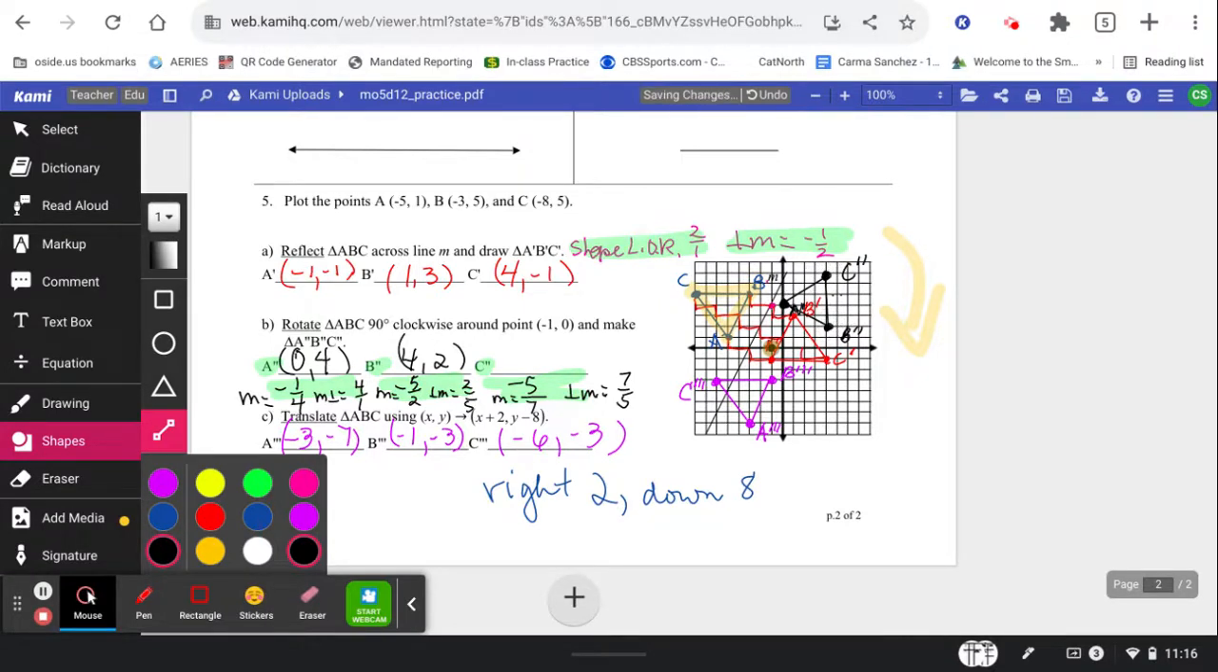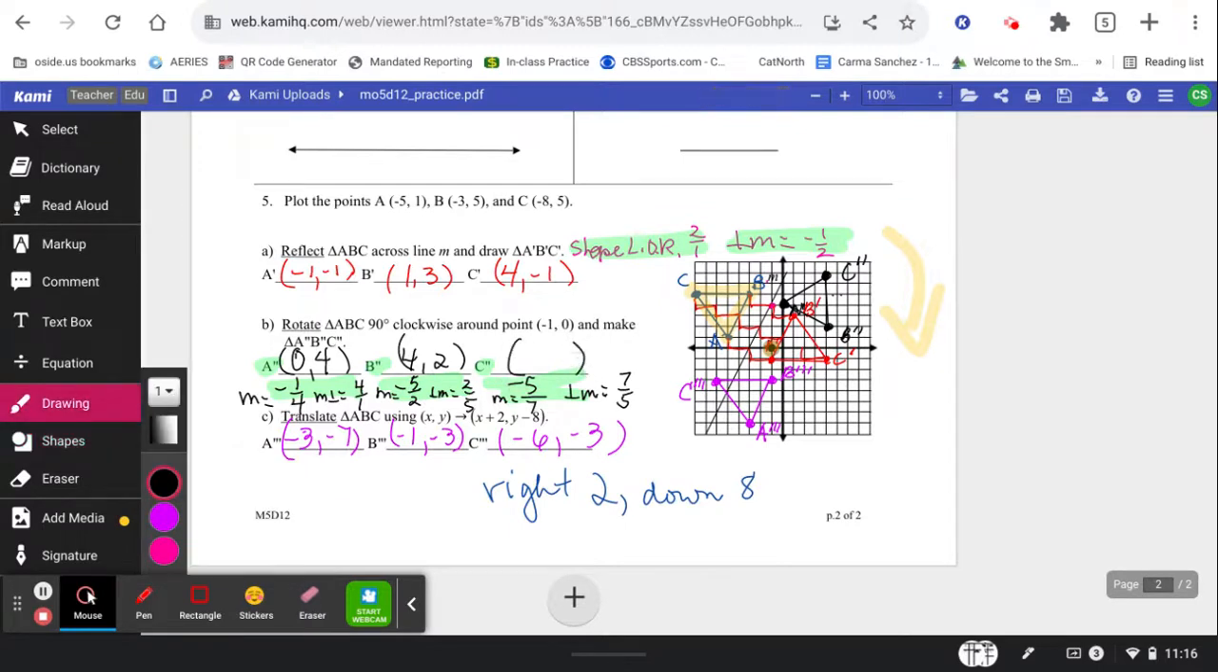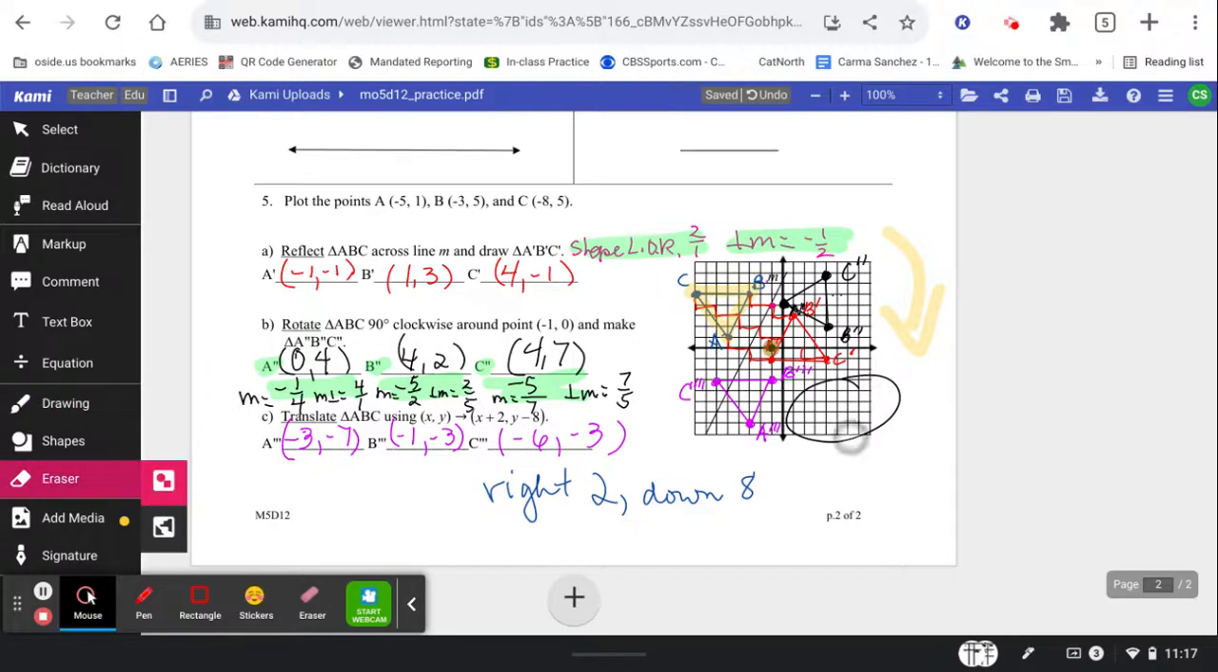And point C is the last one I need to write in. Right 1, 2, 3, 4, up 1, 2, 7. Right, 1, 2, 3, 4. 7 looks great. Right 4 up 2 looks great. 0, 4 looks great. Okay, so it didn't land down here in the nice open space.